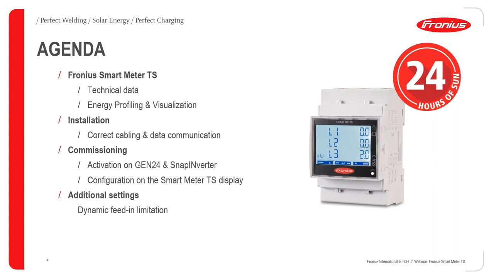And then the next step would be to commission the whole system. On one hand, we look at the new Gen24 inverter, but on the other hand, also at the Snap inverter, because it will be compatible with both of them. And there is also the possibility to configure something on the Smart Meter TS, and we will take a closer look at when and how we need to do this.